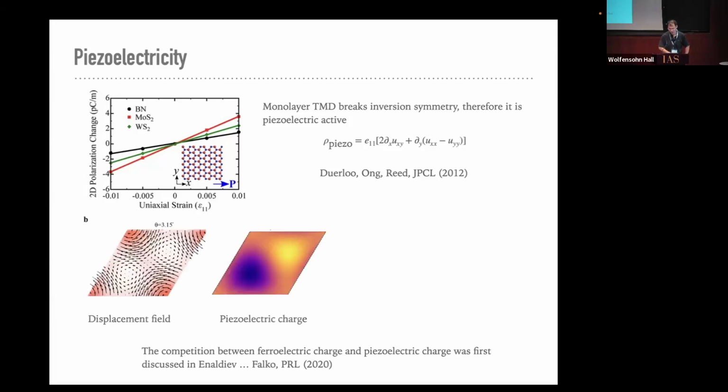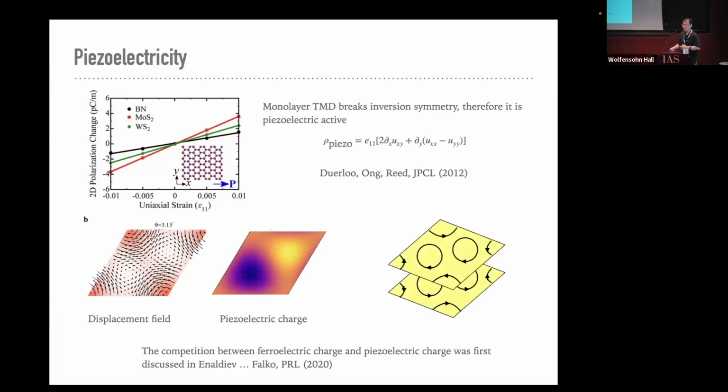Basically you can see that this is the displacement field, and this is the piezoelectric charge. Very interestingly, it has opposite sign in XM and MX. For the top and the bottom layer, the relaxation patterns are opposite, so their piezoelectric charges are also opposite. This way we have another source of interlayer dipole, purely due to the in-plane piezoelectric charge.